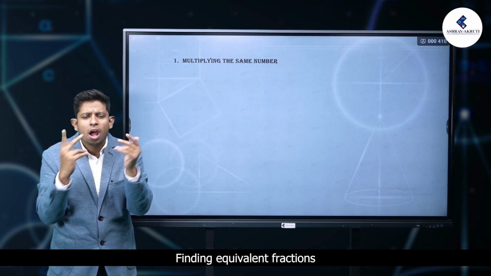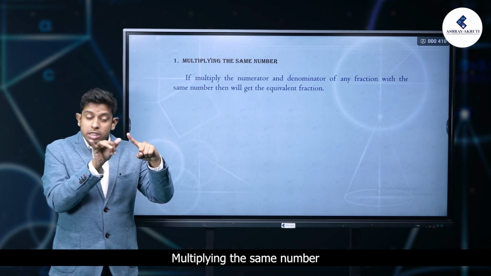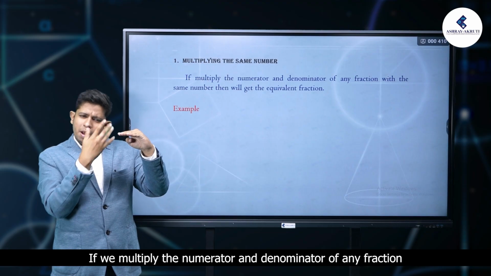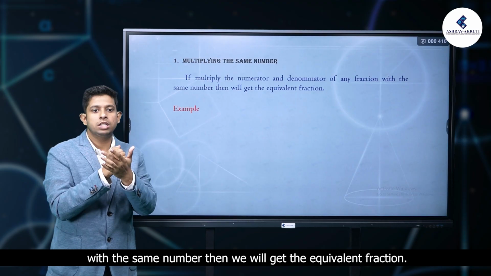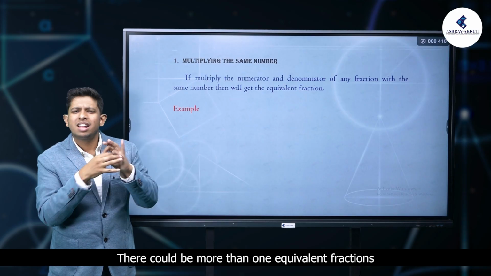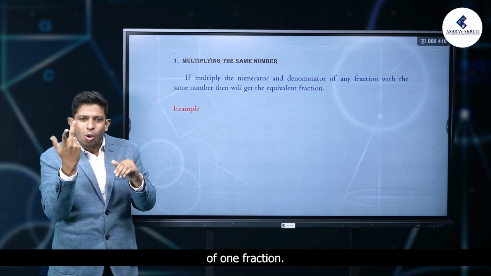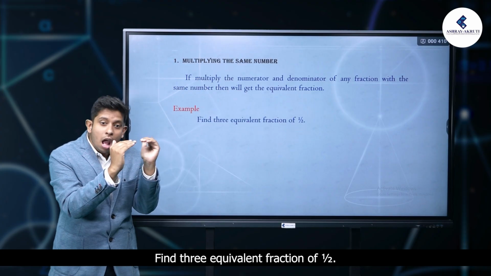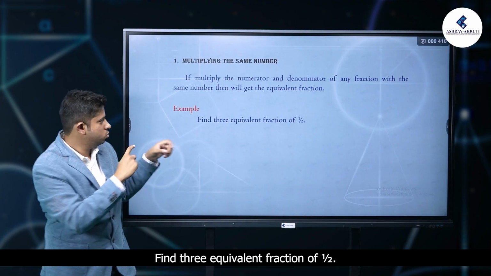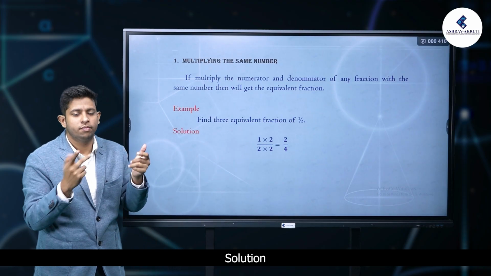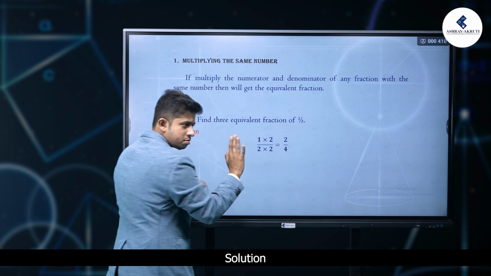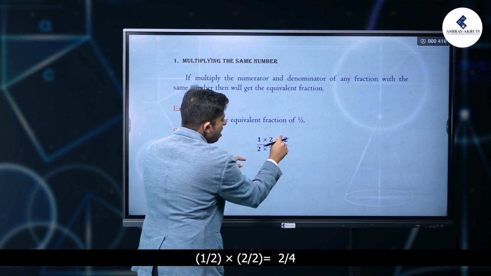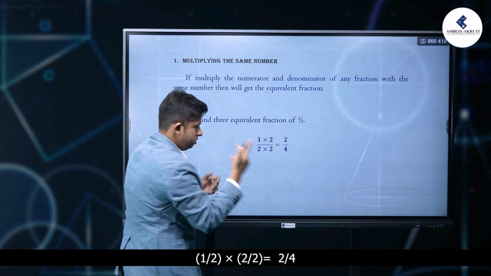Finding equivalent fractions. Multiplying by the same number. If we multiply the numerator and denominator of any fraction by the same number, then we will get an equivalent fraction. There could be more than one equivalent fraction of one fraction. Example. Find 3 equivalent fractions of 1/2. Solution. 1/2 into 2 into 2 is equal to 2/4.